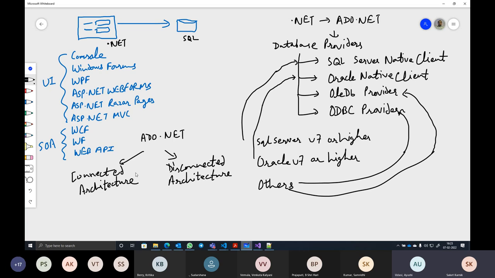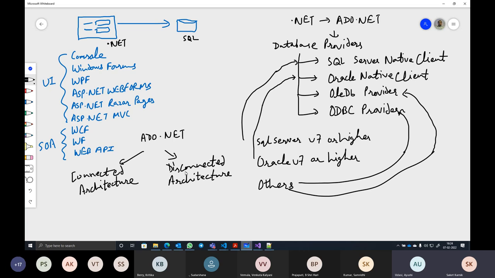Disconnected architecture, on the other hand, means I log in, for that time I connect, then I close the connection. Whenever I need to interact with the database, I open the connection, I get the data, I store it in my local client memory and close the connection. I keep on operating with that local copy. And once I'm done with updates, I open the connection and I push all the updates to the database altogether as a batch. And then close the connection again. This way, if I have the database server with limited number of licenses, disconnected architecture can still allow me to have more number of users connected because the connection is not going to stay open for long. Correct?